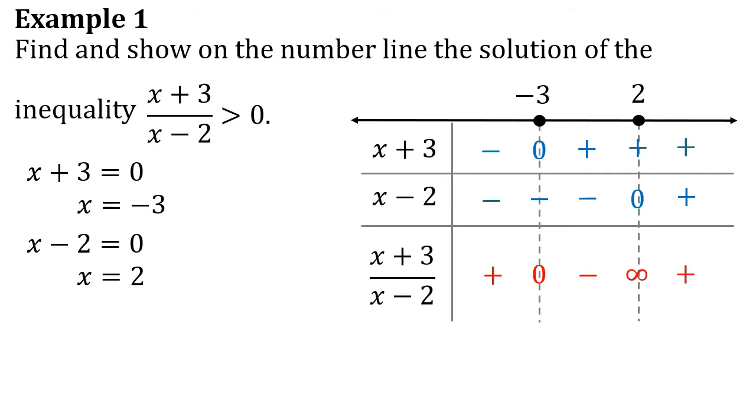Okay, so after we have obtained this, return to our given inequality. Take a look. (x + 3) over (x - 2) greater than 0. Meaning to say, the left side of the inequality is greater than 0. Look at the inequality symbol. Greater than.